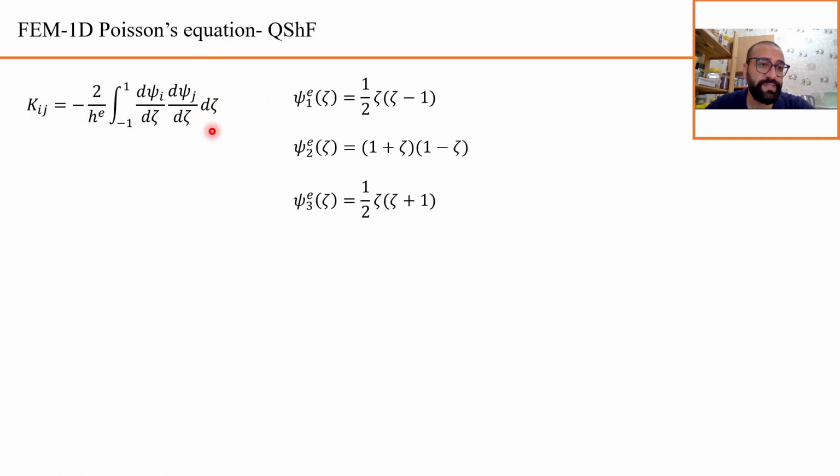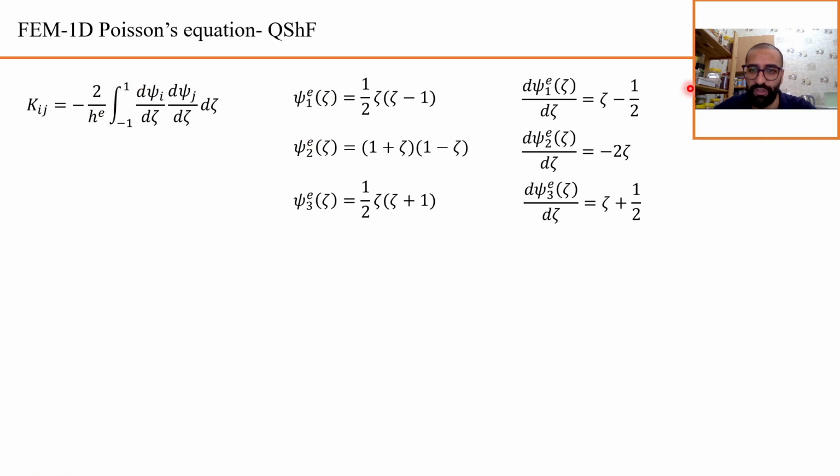Now we are interested in the calculation of this coefficient k, which is the integration over the element in the non-dimensionalized zeta coordinate, and we know that in this coordinate zeta changes from -1 up to 1, as you see here. Therefore, let's calculate the derivative of the shape functions. The derivative of the first will be zeta minus 1 over 2, the derivative of the second will be -2 zeta, and the derivative of the third will be zeta plus 1 over 2. Therefore, all we need is to substitute these derivatives in this equation and calculate this k factor.